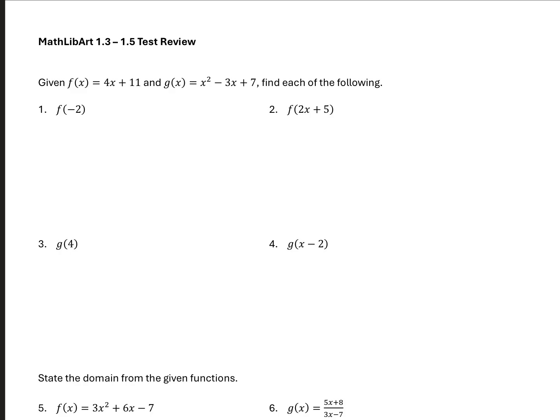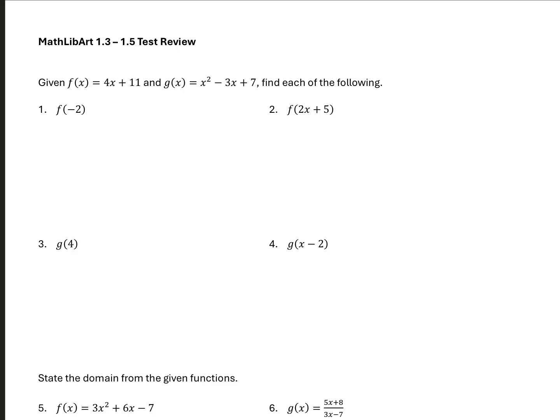Your test covers sections 1.3, 1.4, and 1.5. Everything that's on your review will be on your test when you go to take it. Your review starts with giving you two functions and telling you to find the value of each. So with 1 through 4, it gives you f of x equaling 4x plus 11 and g of x equaling x squared minus 3x plus 7.